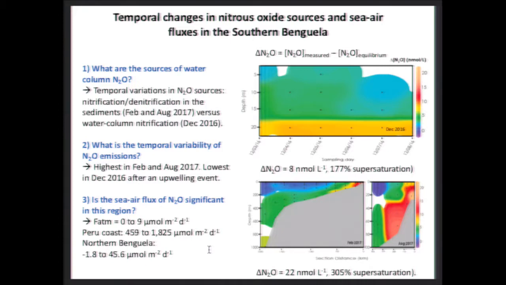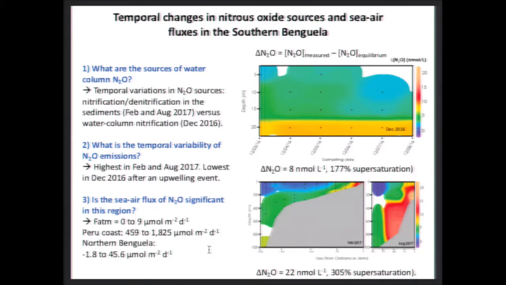I don't have the time to go into detail on the isotopes and isotopomers, so please come see me if you have more questions about that. But what we found is that there was temporal variation in the N2O sources. For instance, we found that N2O was mostly coming from nitrification and denitrification in the sediment in August and February 2017, versus water column nitrification in December 2016.